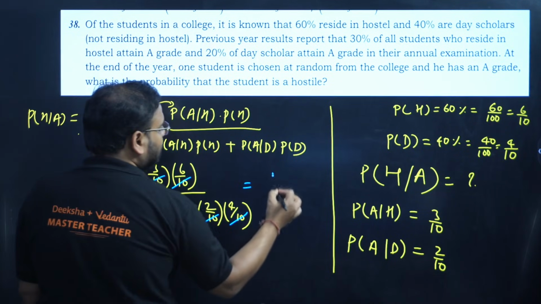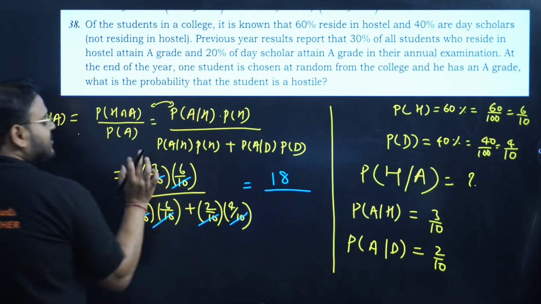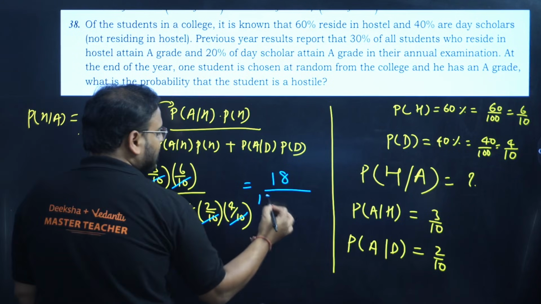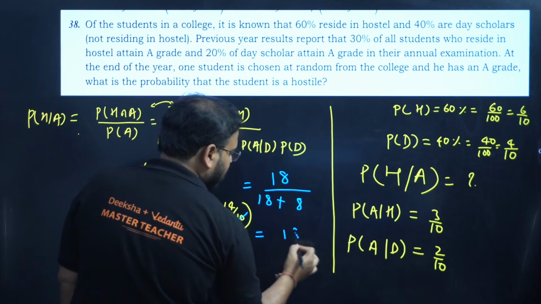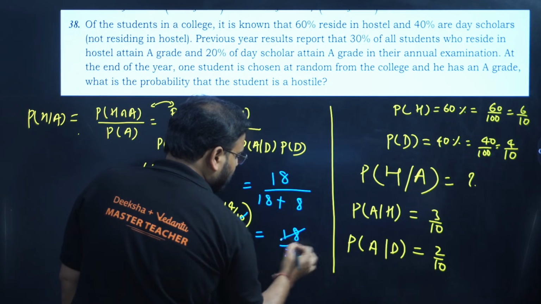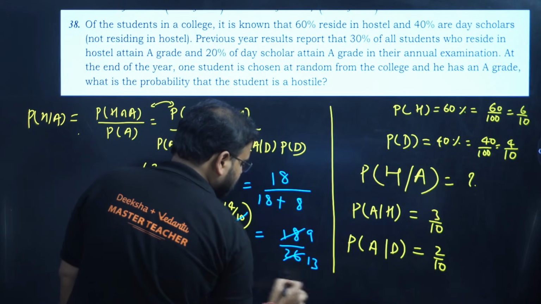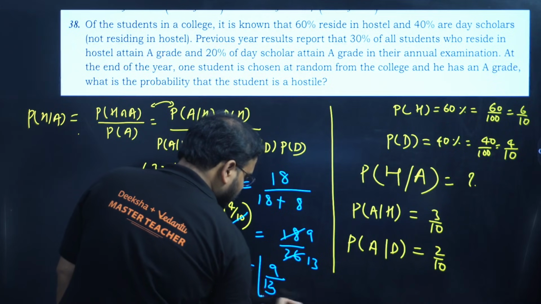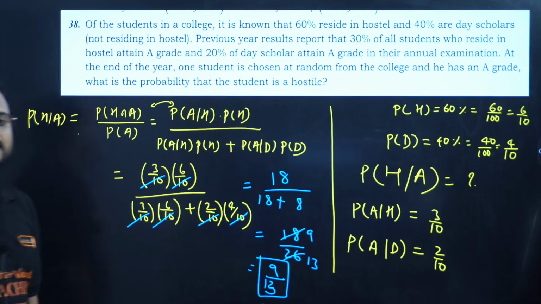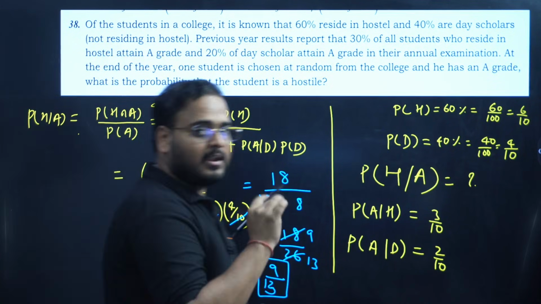Numerator is left with what? 18. 6 3s are 18. Here we have the first part as 18 and this part will be 8. Add these, 18 upon 26. 2 9s are 18, 2 13s are 26. Answer is 9 by 13. Check this out. A very simple question.